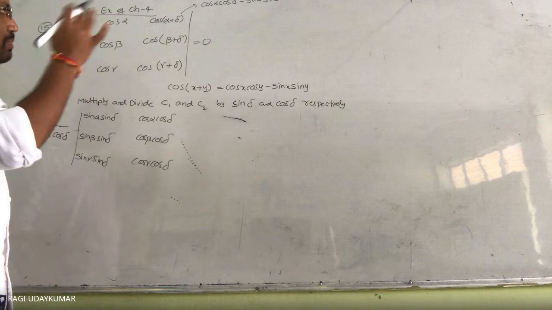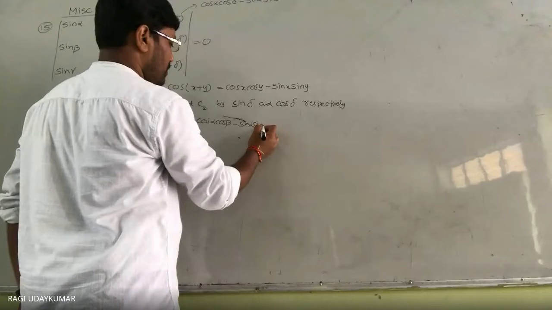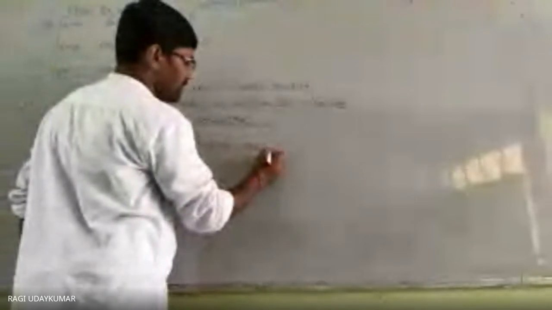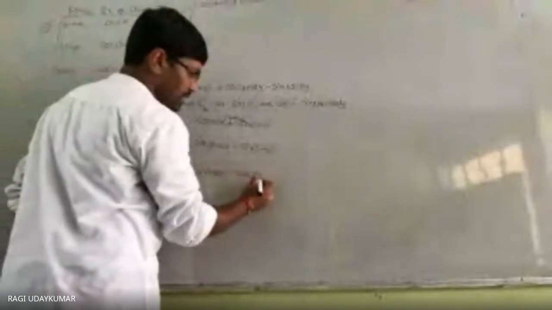Expand that. Cos alpha cos beta minus sin alpha sin beta, then sin delta. Next, cos beta cos delta minus sin beta sin delta. Next, cos gamma cos delta minus sin gamma sin delta. Now, can you make any two rows identical?